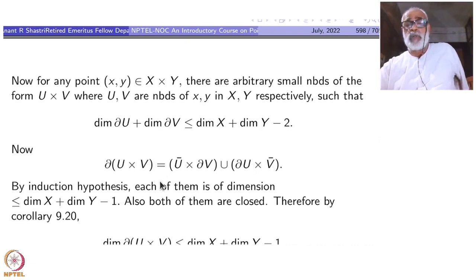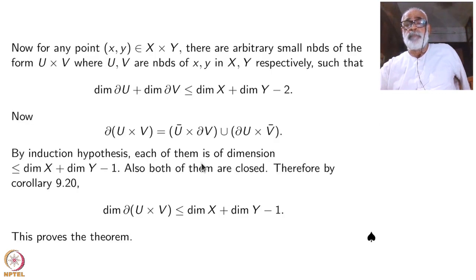By induction hypothesis, each of them is of dimension less than or equal to dimension of x plus dimension of y minus 1. See, here u bar is a full thing, only the dimension of this one goes down. That is why it is dimension of x plus dimension of y minus 1. Here, this one has the full dimension of y, but this one's dimension goes down. So this is equal to minus 1 because it is a union.